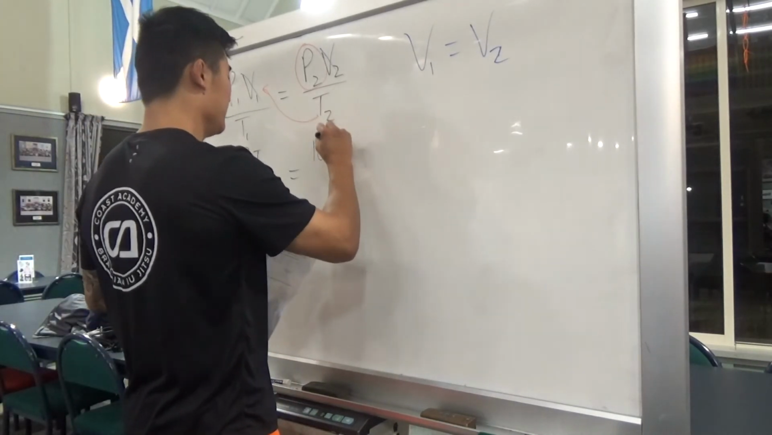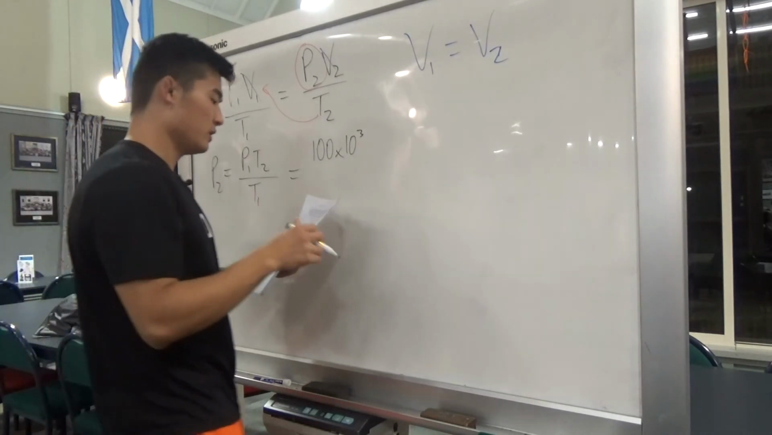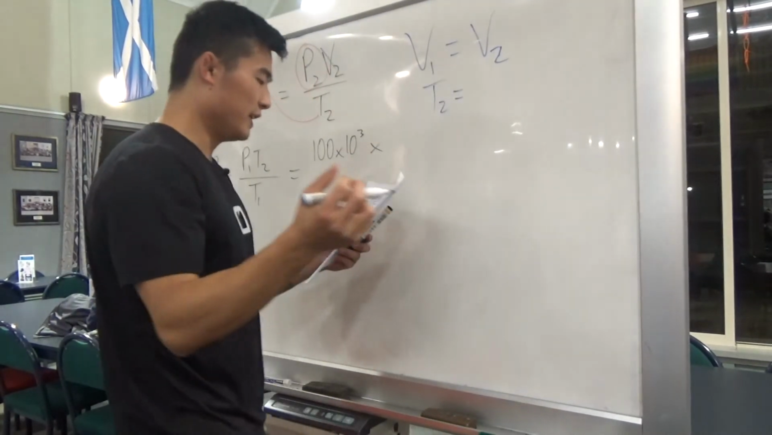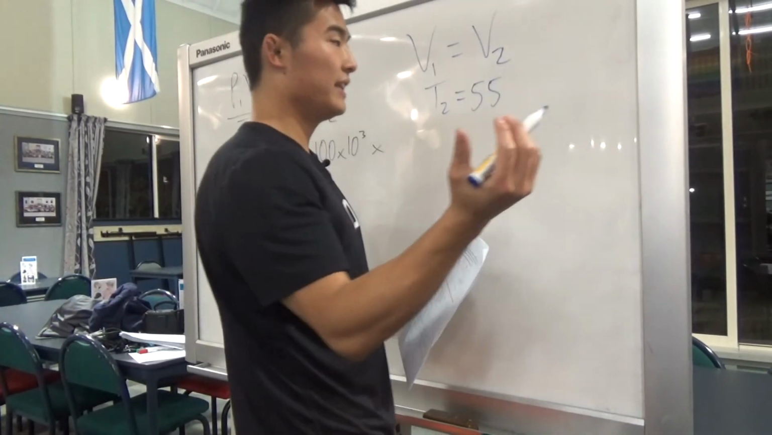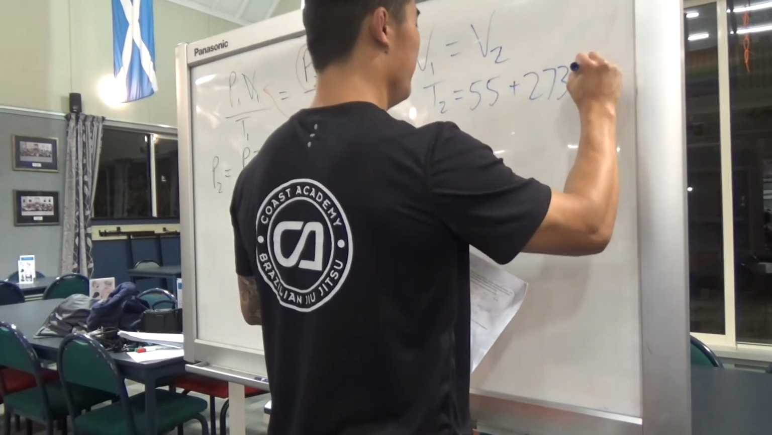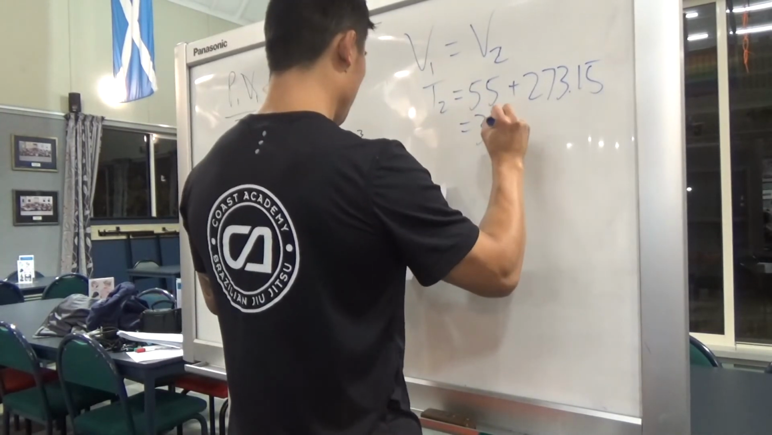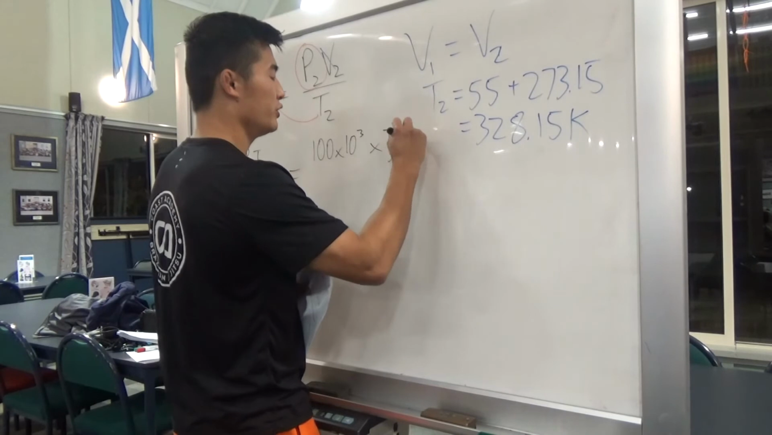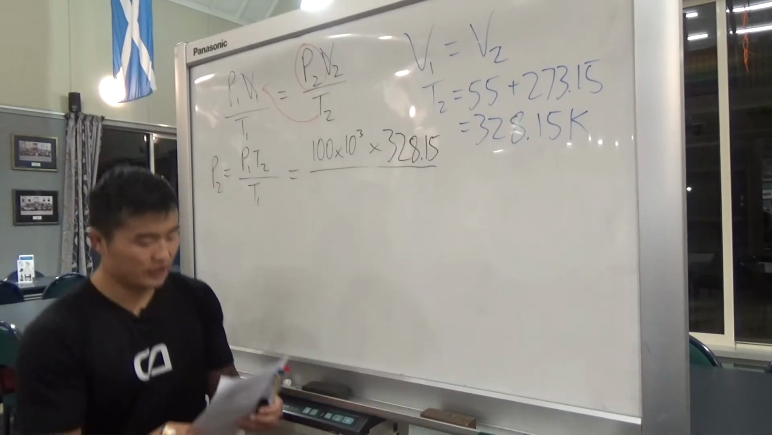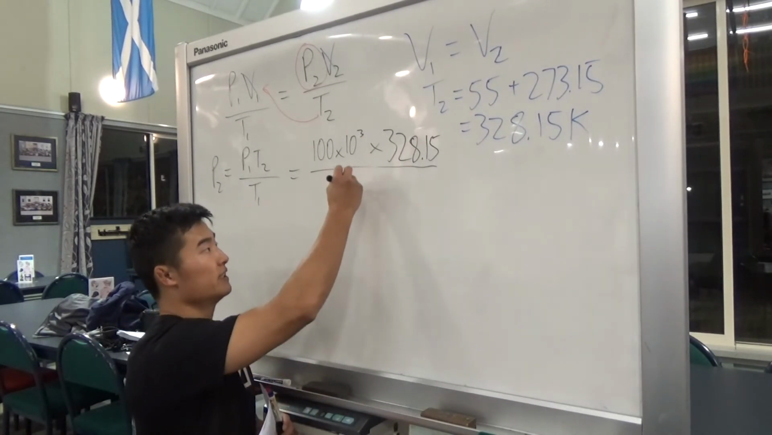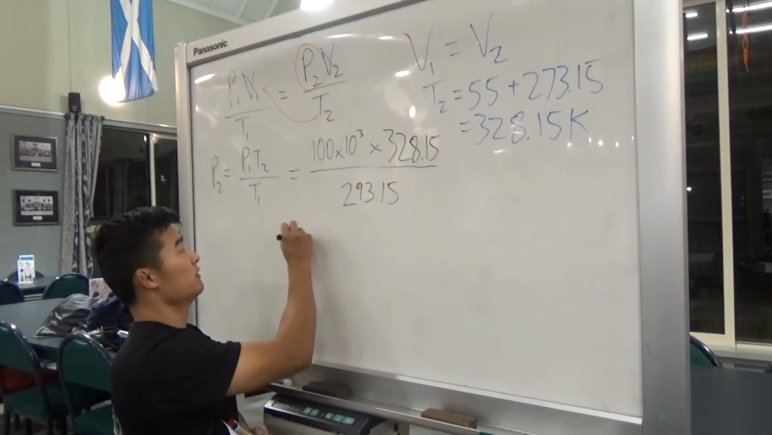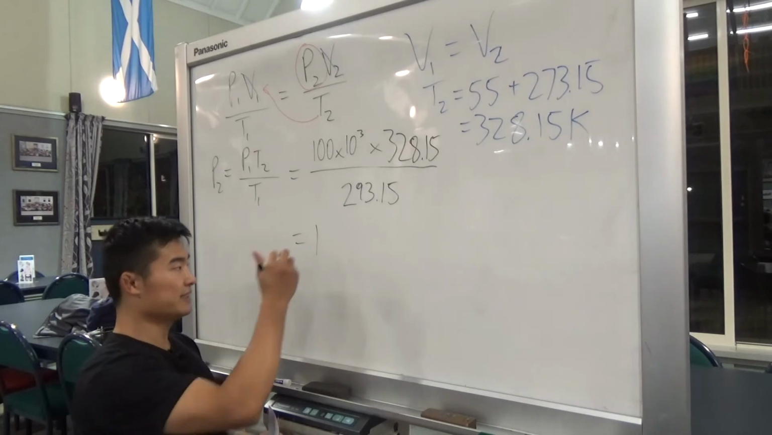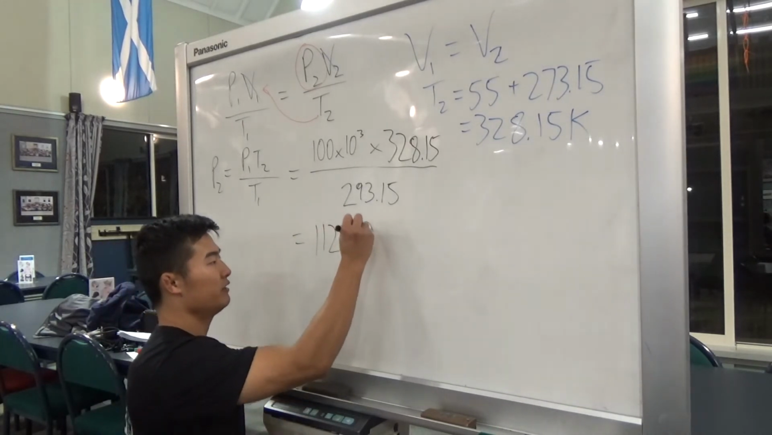P1 is 100 kilopascals, so 100 times 10 to the 3 times our final temperature. T2, our final temperature was 55 degrees, so we have to convert that into Kelvin, plus 273.15. That's going to be 328.15 Kelvin. Okay, so 328.15 Kelvin over our initial temperature, which is T1, and that's 20 degrees, plus 273, which is 293.15. And that will give you 112,000 pascals, which is equal to 112 kilopascals.